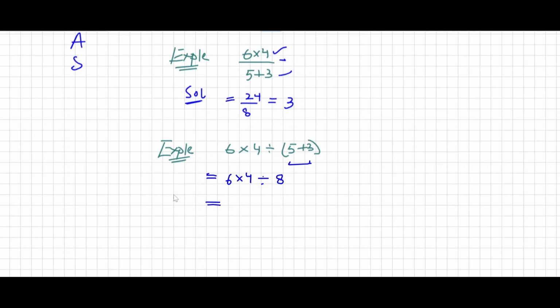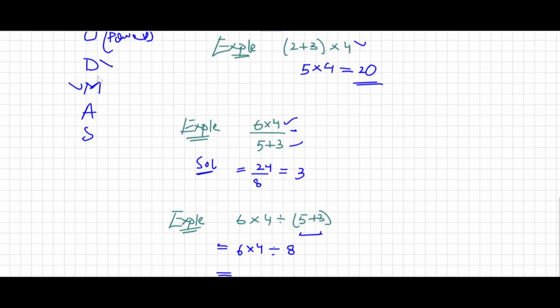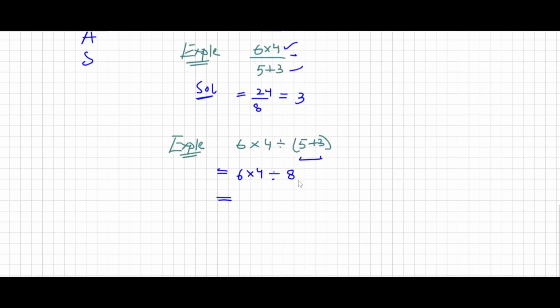So now you can do the division first in our rule. If you want to remember it, you can choose whichever you like most between division and multiplication. I would like to do the division: 6 into 4 divided by 8, so you will get 1 by 2. So now in the end you will get 3.